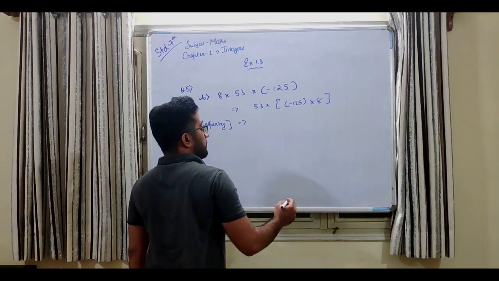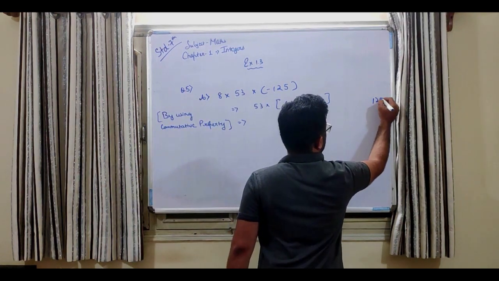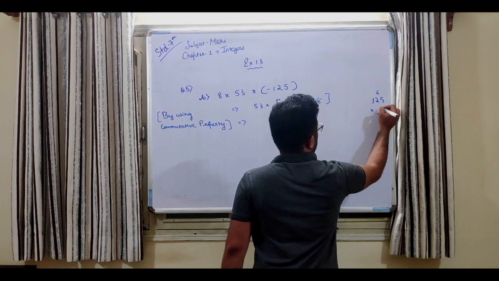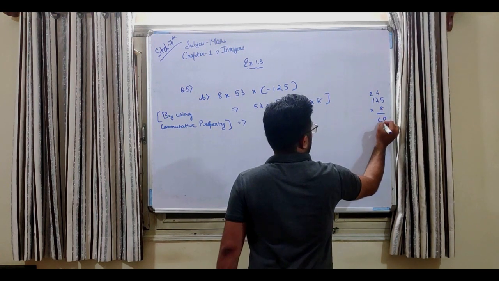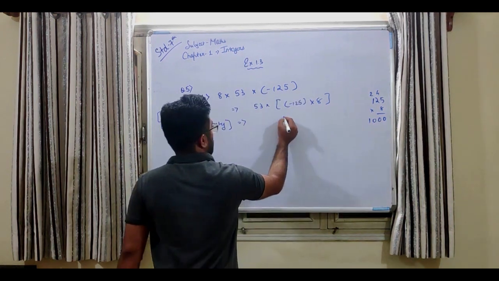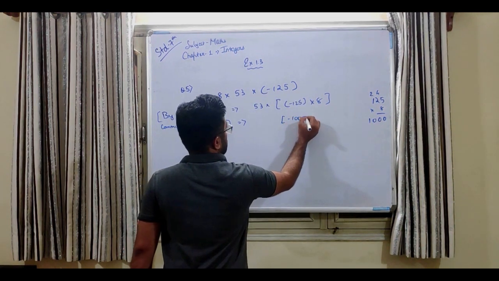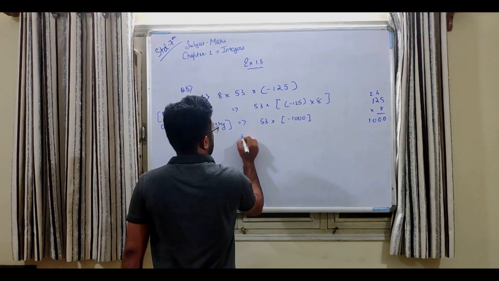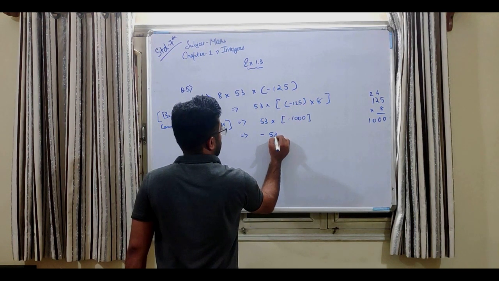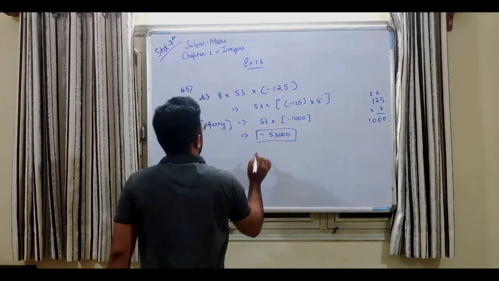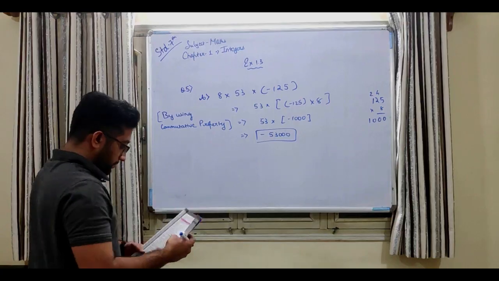125 into 8 will be: 8 5s are 40, 8 2s are 16 plus 4 is 20, 8 1s are 8, 9, 10, that is 1000. So minus 1000, because plus minus minus, into 53, so the answer will be minus 53,000. Hope you are able to understand the same.